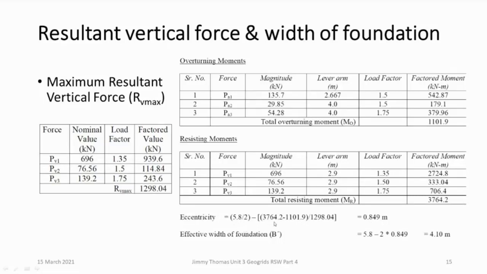So that is L by 2 minus the resisting moment minus the overturning moment divided by the vertical force. So we get 0.849 meters. Then the effective width of foundation will be our length of reinforcement, which is 5.8, minus 2 into eccentricity. So it is 4.10 meter. That will be the effective width of foundation.